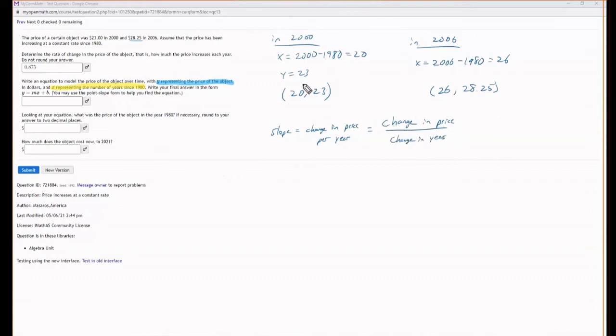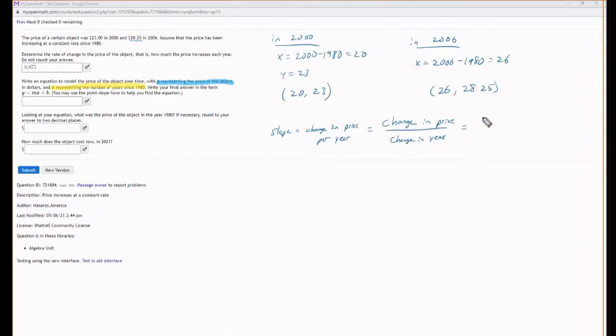Okay, because it doesn't tell me just a 1 year increase. It doesn't say here's 2000 and then here's 2001. That would be very easy, right? But I don't have a 1 year increase. I have a multiple year increase. So because I went up by 6 years, I take that increase in price and divide it by 6.